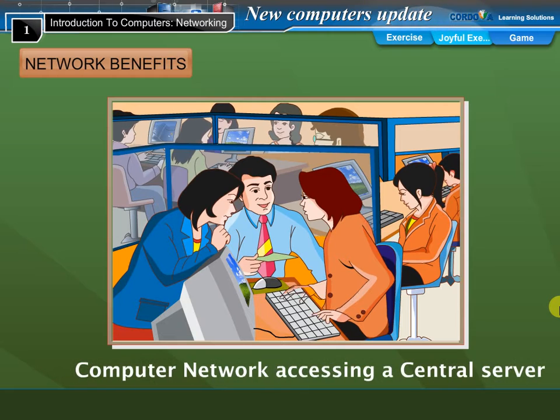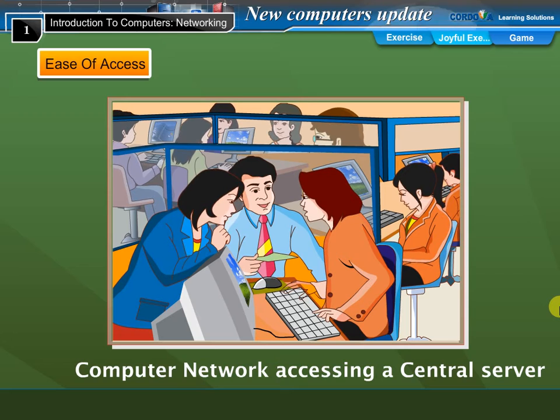Network benefits. Many companies and individuals have discovered that there are several benefits of connecting computers together. A network can improve work by increasing productivity, lowering costs, and much more. Ease of access. The network stores most of the information on a central computer. Storing information on one or two central computers makes it easy for people to work with and manage their files. A network also allows people to access their information from other computers on the network.